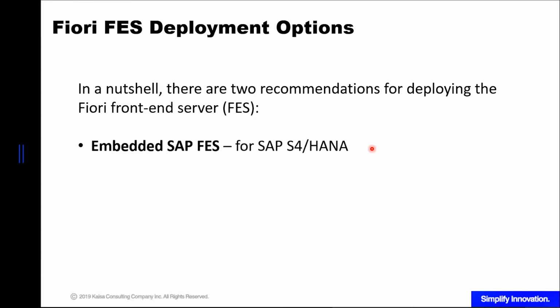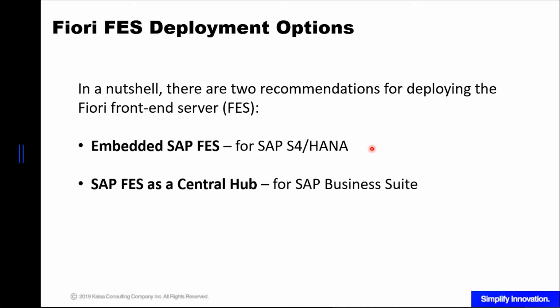First, for S4HANA, SAP recommends that you go with the embedded SAP FES. It means that the Fiori front end and the S4HANA back end are in just one system ID, one system. Not just one server, but one system. Next is using SAP FES as a central hub. This is applicable mainly for SAP Business Suite products, ERP, CRM, and so on.